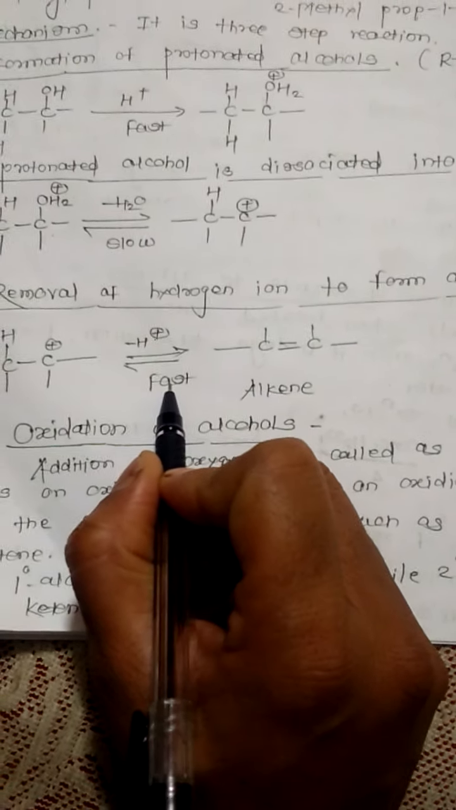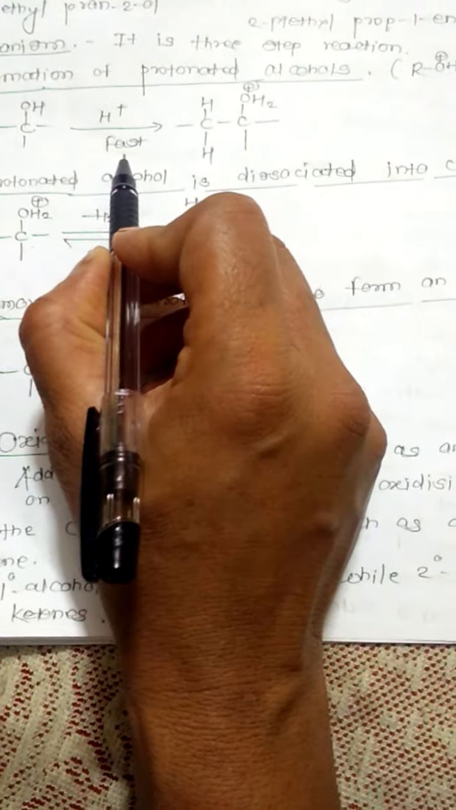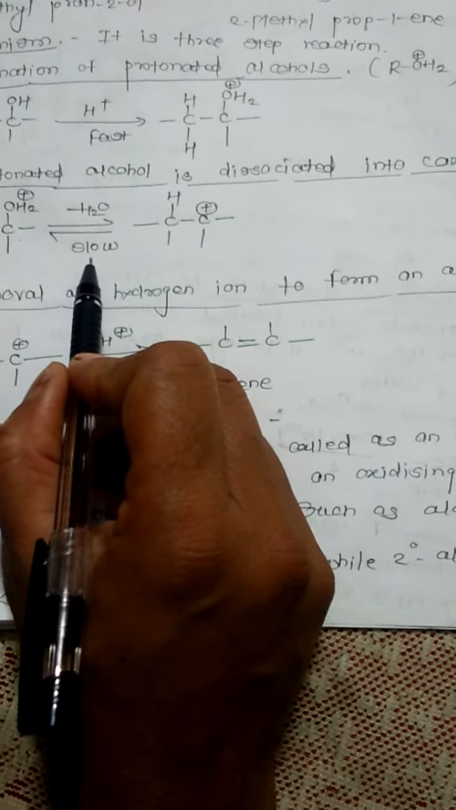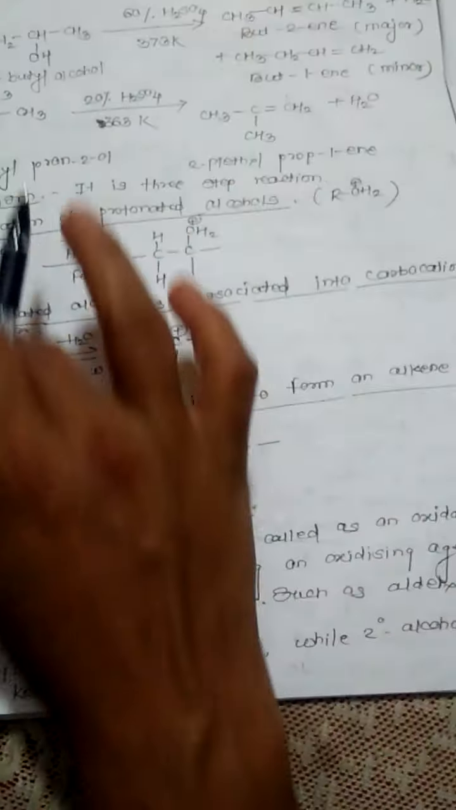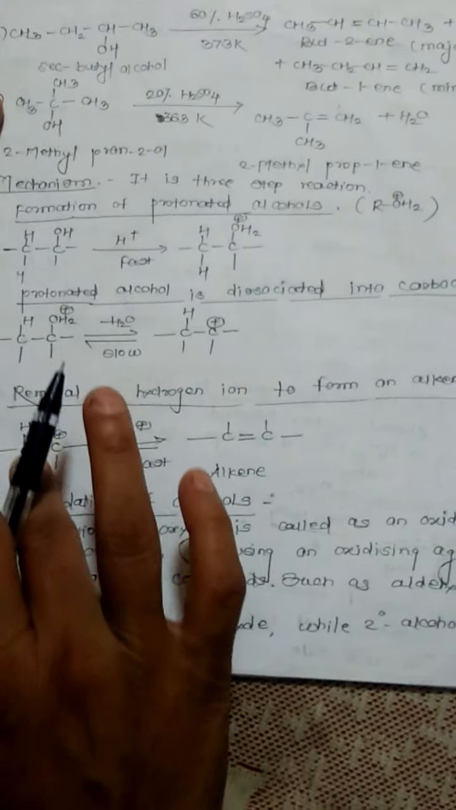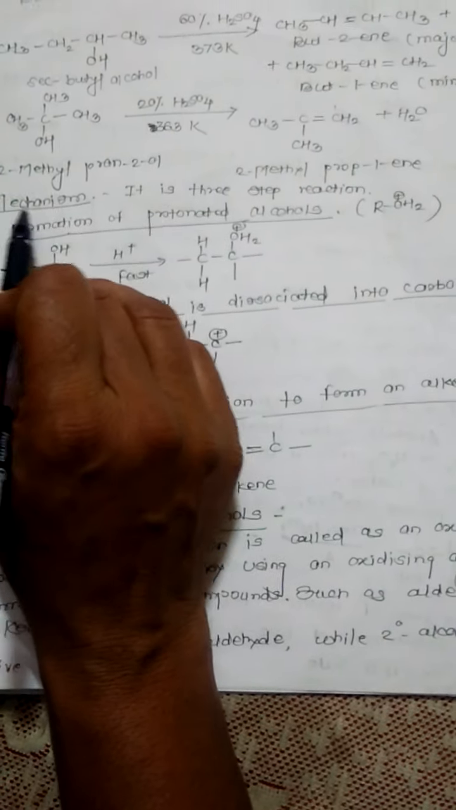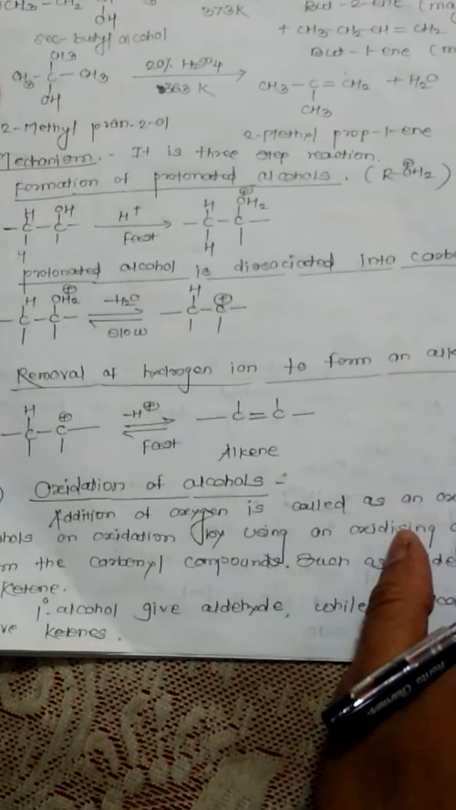This reaction is fast. The first step is also fast, the last is fast, and the middle is slow. So this dehydration is carried out in 3 steps, one by one, which we call a mechanism.